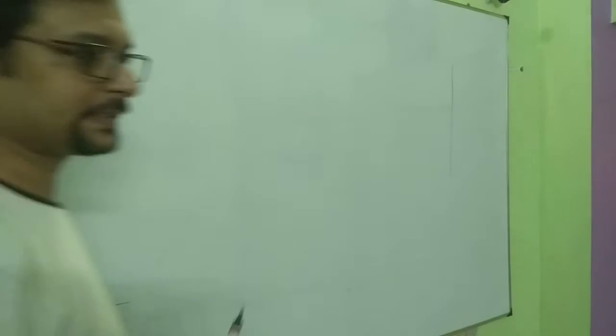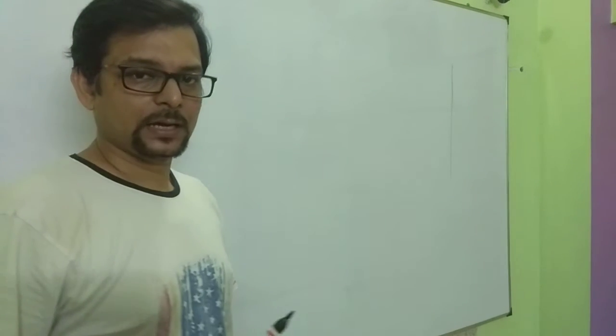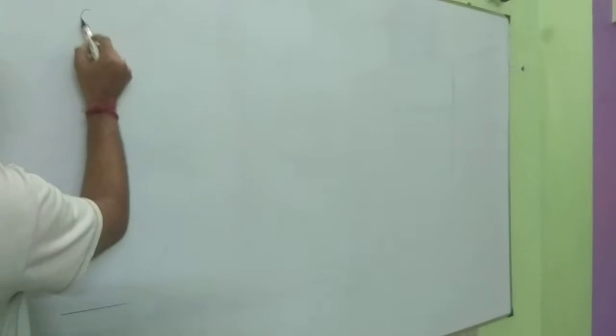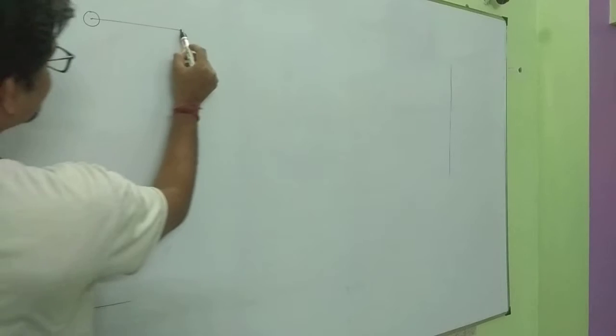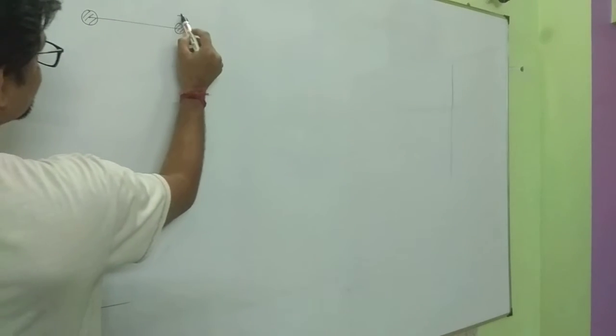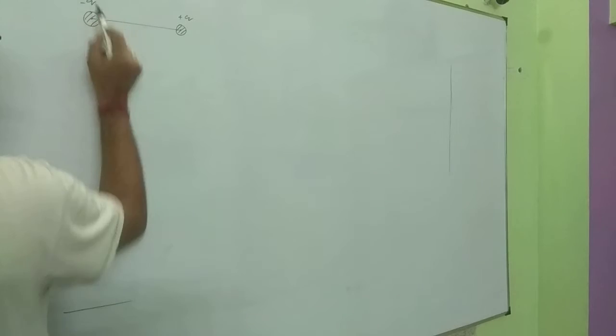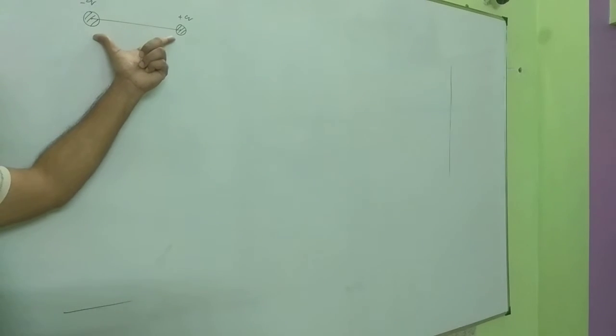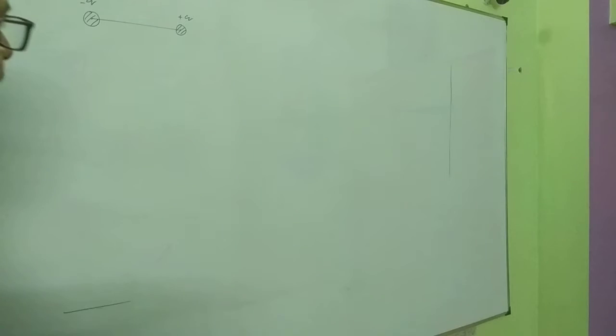Now the next one is the electric field at the end-on point due to a dipole. First of all, what is called an electric dipole? That is two equal and opposite charges. Suppose this is plus q, this is minus q, separated by a constant separation, which is called the effective length. That is called an electric dipole.